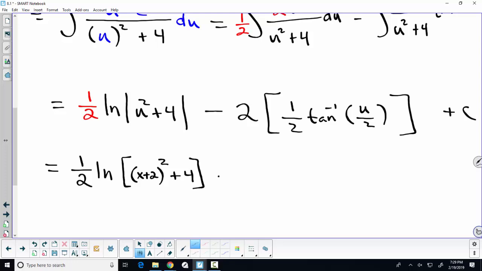And then we have minus the inverse tangent of x plus 2 over 2. Plus.